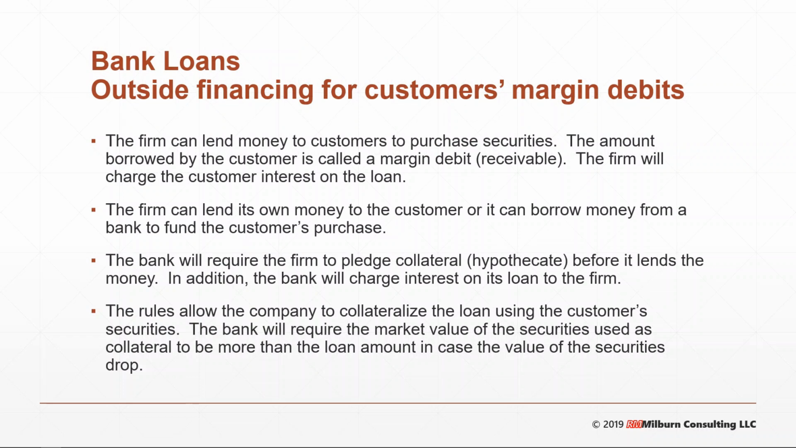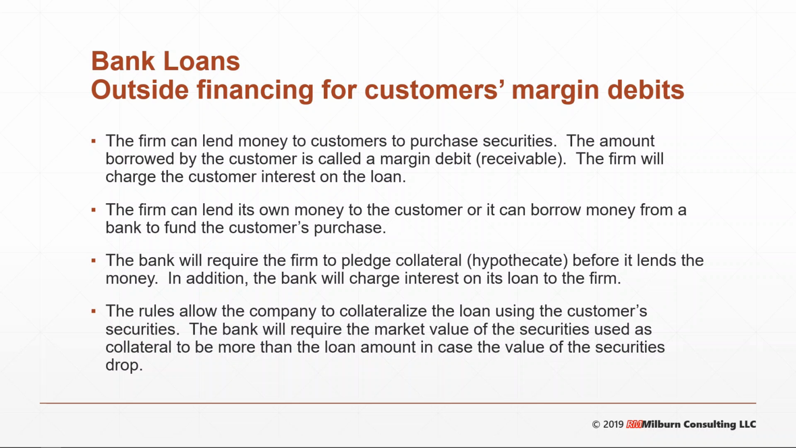So let's talk about bank loans, which is really just outside financing for customer margin debits. Now, the firm can lend money to customers to purchase securities. And the amount borrowed by the customer is called a margin debit, which is really just a customer receivable. And the firm is going to charge the customer interest on the loan.